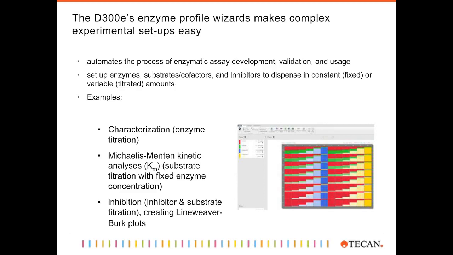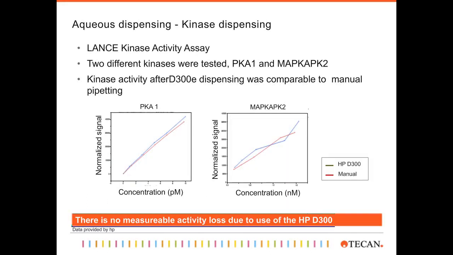So what we see here, first of all, in the beginning I mentioned that we are using thermal inkjet technology, so sometimes people might be concerned that something happens to their enzyme because of the heating that occurs, the very transient one. But here there's a comparison, both between the blue line with the D300 and the red line with manual, basically a signal concentration ratio, and you see that in both cases, also for the MAP kinase up here, both the manually dispensed one and the one dispensed by the D300E, there's no measurable activity loss due to the use of the D300.